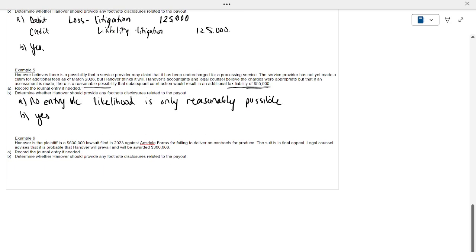Example 6: Hanover is the plaintiff in a $600,000 lawsuit filed in 2023 against Ansdale Farms for failing to deliver on contracts for produce. The suit is in final appeal. Legal counsel advises that it is probable that Hanover will prevail, and Hanover will be awarded or receive $300,000 in the future. So this is a gain contingency. We are suing someone else. We think it's likely that we're going to win. No journal entry for a gain contingency.